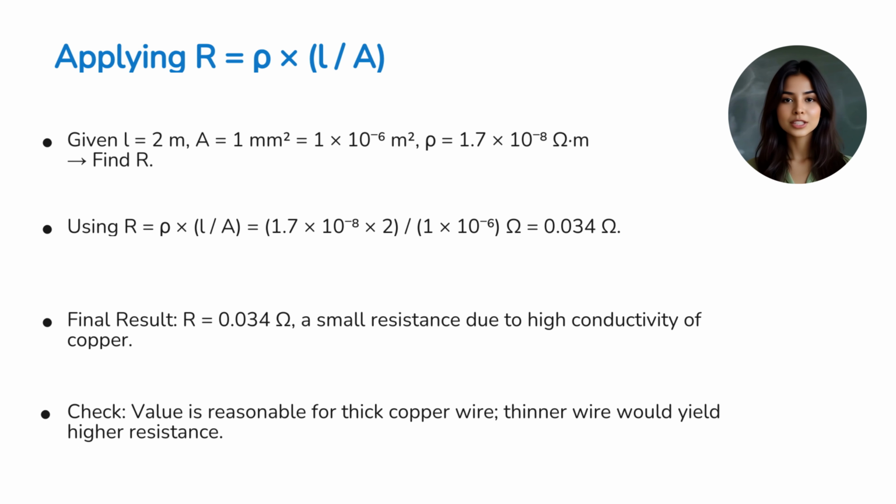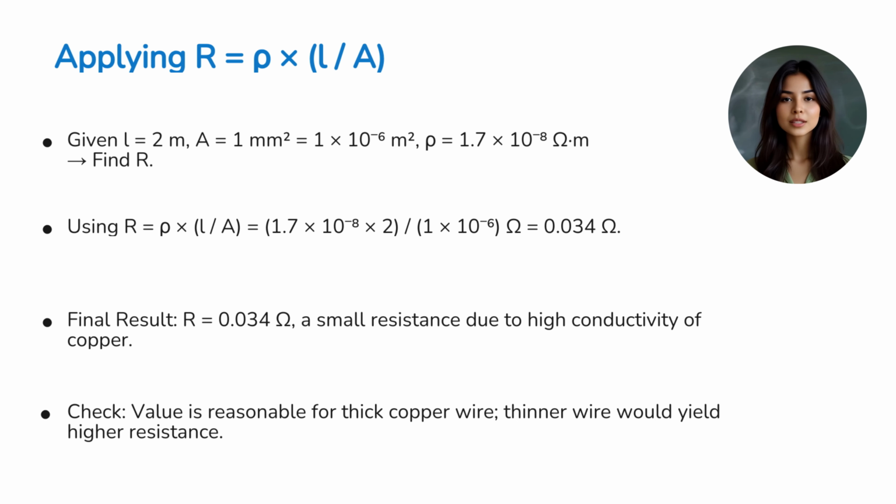Alright, young scientists, let's put our knowledge into action. Today, we are using the resistance formula. Resistance equals resistivity multiplied by length divided by cross-sectional area. Now, here's our data. We have a copper wire that is 2 meters long. Its cross-sectional area is 1 square millimeter, which we convert to 1 times 10 to the power minus 6 square meters. And copper has a resistivity of 1.7 times 10 to the power minus 8 ohm meter. Our goal, find the resistance R.